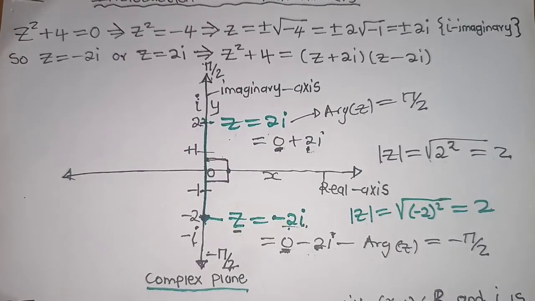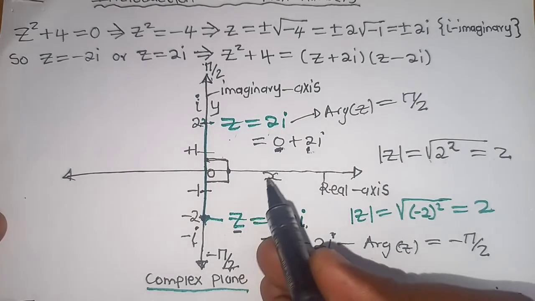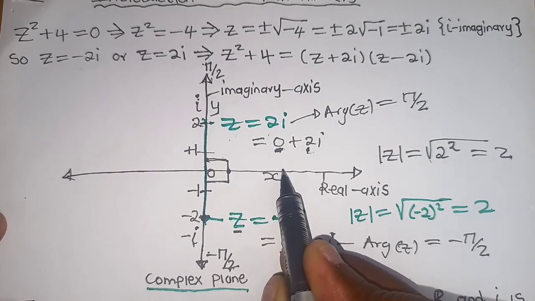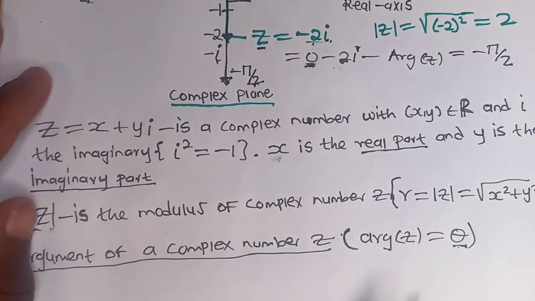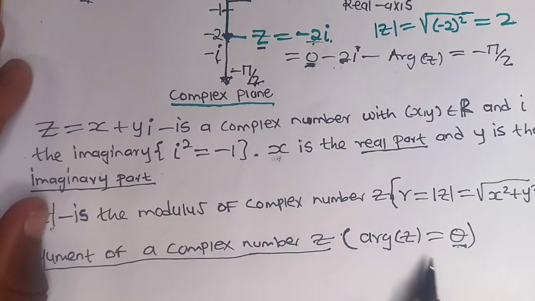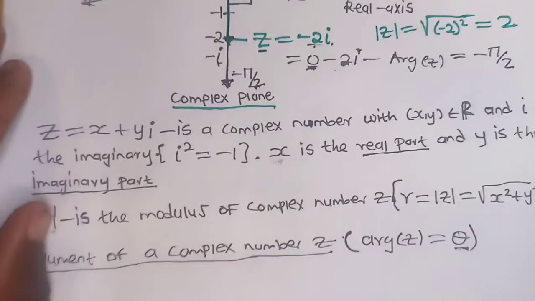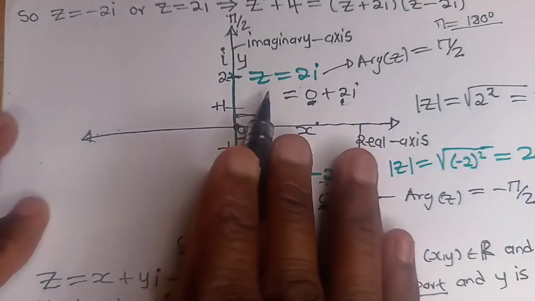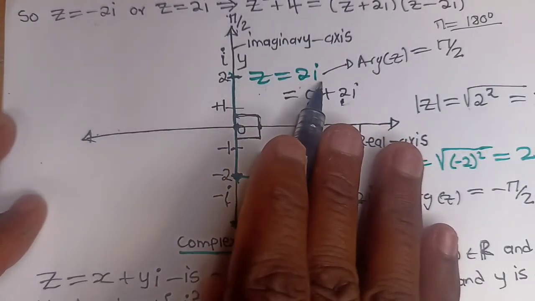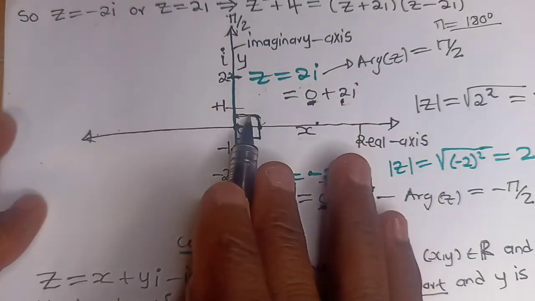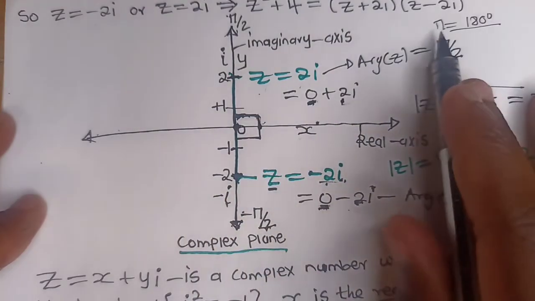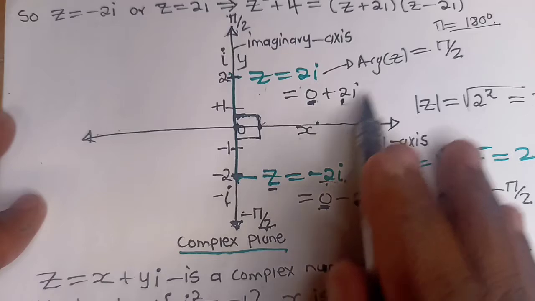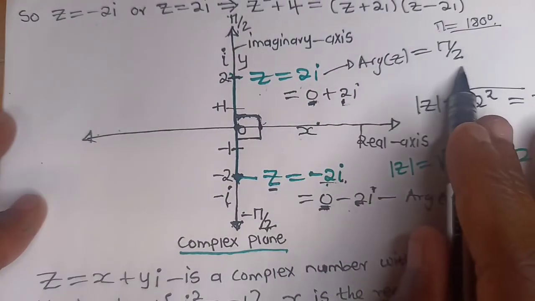Most importantly, we'll define the argument of a complex number as the angle measured from the real axis to where your complex number is defined. We denote the argument of a complex number by arg z, which is theta. Looking at our complex number z equals 2i, it is defined by an argument which is 90 degrees. Since we prefer radians, we take pi as 180, which means the argument of z is pi over 2.